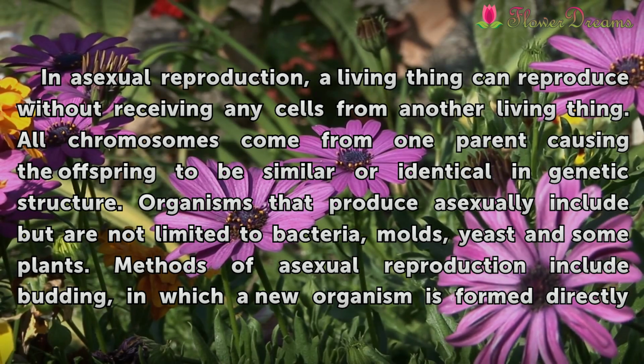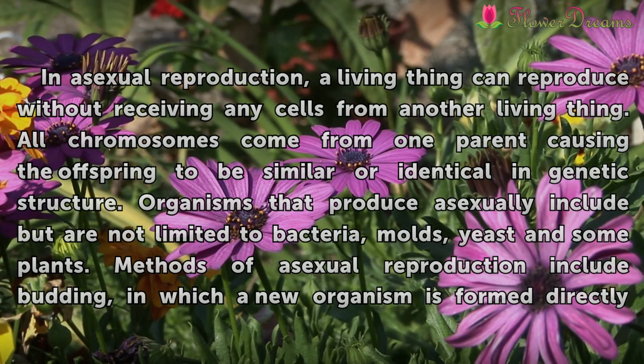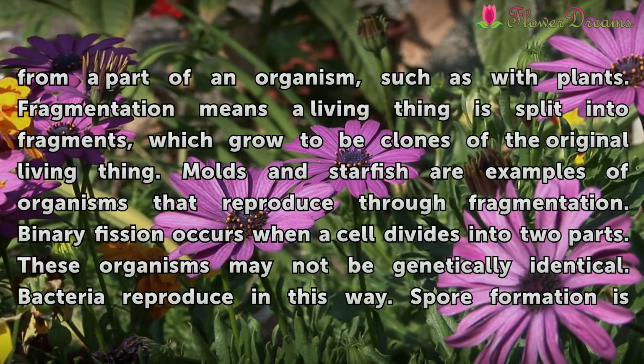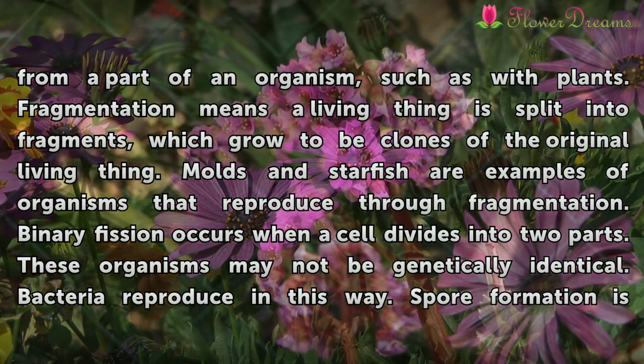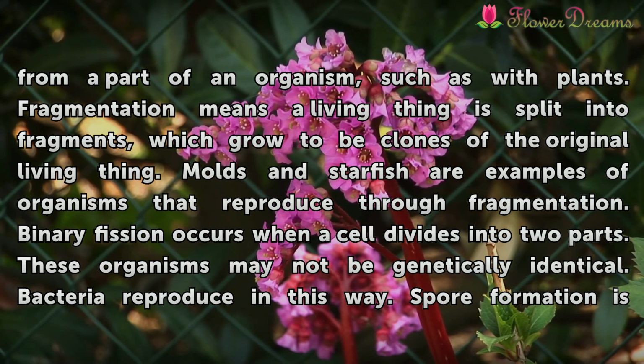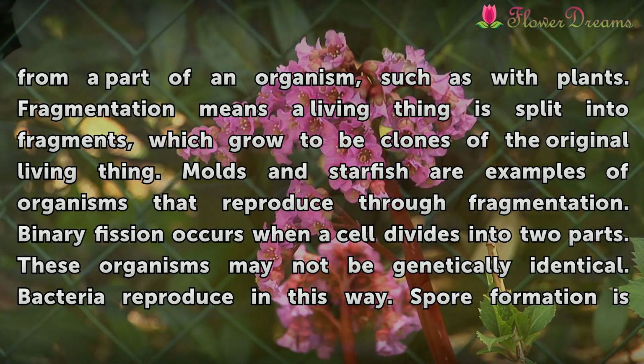Methods of asexual reproduction include budding, in which a new organism is formed directly from a part of an organism, such as with plants. Fragmentation means a living thing is split into fragments, which grow to be clones of the original living thing. Molds and starfish are examples of organisms that reproduce through fragmentation.